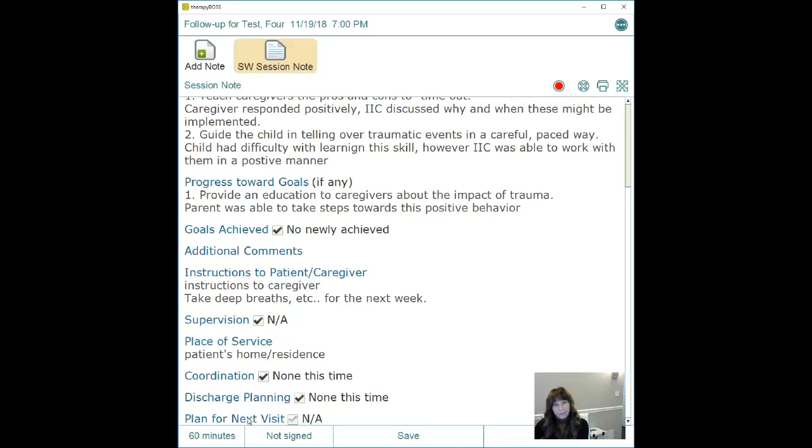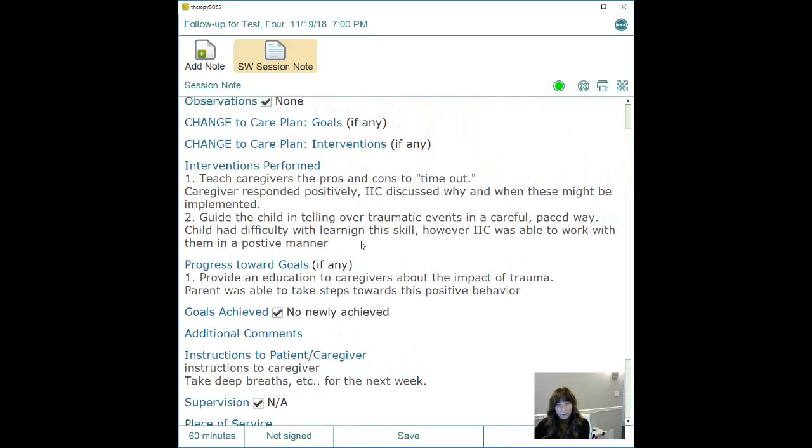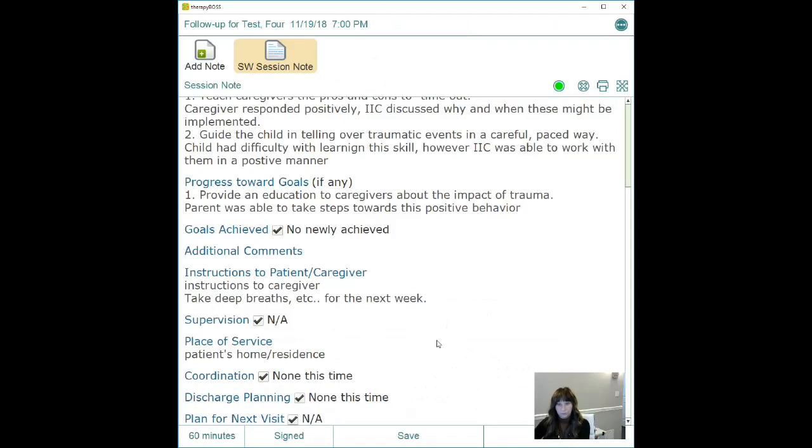Plan for next visit, if you'd like to put in here, which can be helpful. What are you planning on working on next session? What did the family choose to, say, we really want to talk about this next time, etc. If you don't have any plan for next visit, just click not applicable. And then you would click save. As you can see, it is green, which means I have done everything that I need to do. That means additional comments is not required. If I left something out that was required, this will be red.